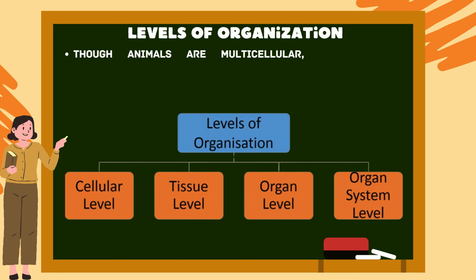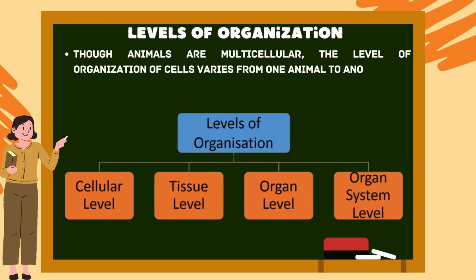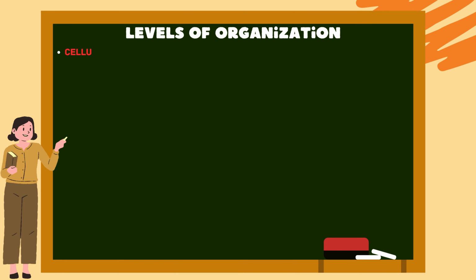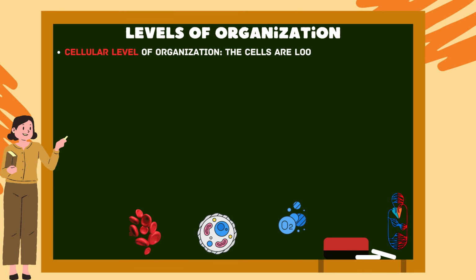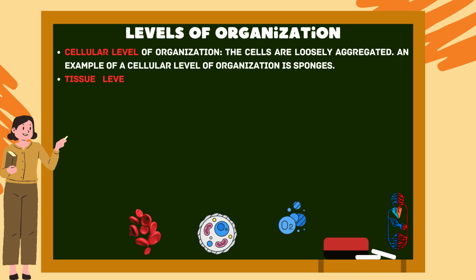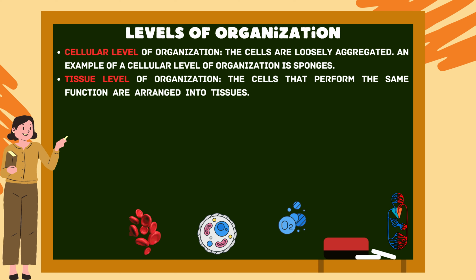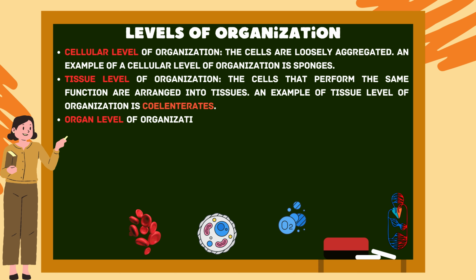Levels of organization. Though animals are multicellular, the level of organization of cells varies from one animal to another. Here are the different levels of organization: cellular level, tissue level, organ level, and organ system level. Cellular level of organization. The cells are loosely aggregated. An example of the cellular level of organization is sponges. Tissue level of organization. The cells that perform the same function are arranged into tissues. An example of the tissue level of organization is coelenterates.